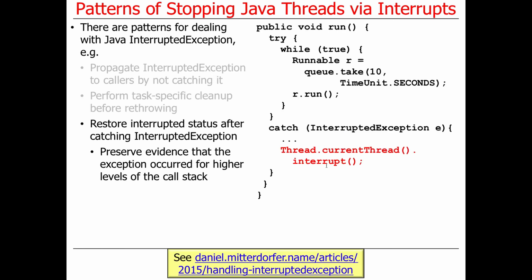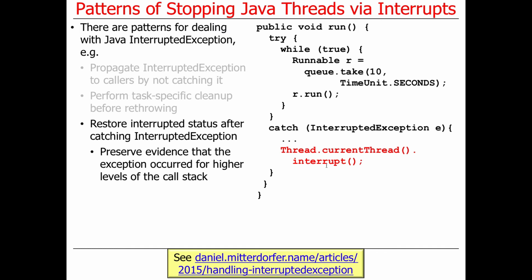Yet another thing to do, which you've also got experience with at this point, is to restore the interrupted status after catching the interrupted exception. So here's a simple example. We're going to have a thread or a runnable that loops, and it waits up to a certain amount of time to get an item off of a queue. If it gets interrupted, then we reset the interrupt flag so that the caller knows that something happened. The basic reason for doing this is to preserve evidence that the exception occurred for higher levels in the call stack. And you did that too.